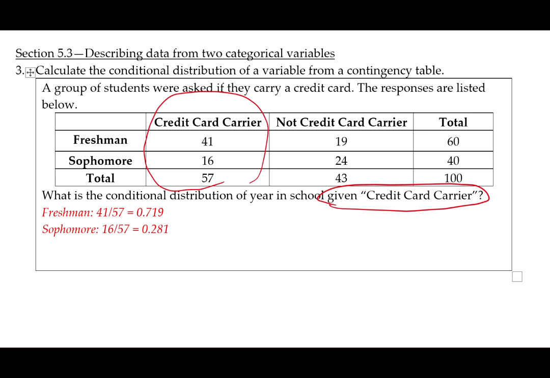If we had been given something like, what is the conditional distribution of credit card status for freshmen, then in that case, freshman would be the specific category that we were given. We would focus on the freshman row, and we would divide the values within the freshman row by the freshman total. So we would compute 41 divided by 60 and 19 divided by 60. So to summarize, make sure you look for the specific category that's given, and then you divide each value within that row or column by the associated row or column total.